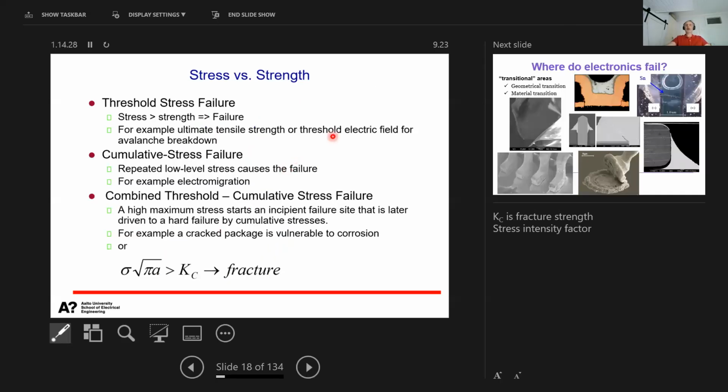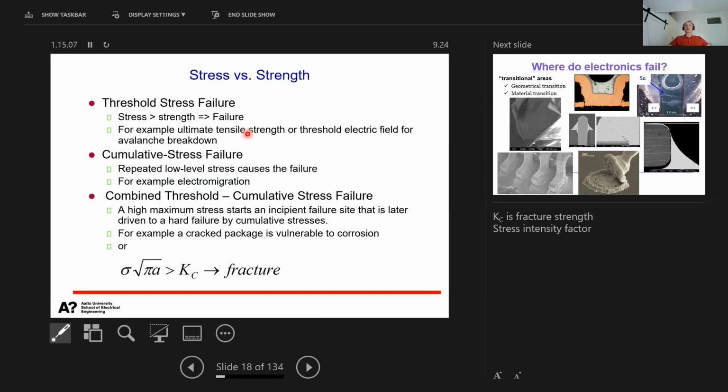So in fact, what we were talking about were so-called threshold stress failures, meaning that death comes with a single bullet. When stress exceeds the strength, then we have a failure. It's like in the case of my previous ceramic capacitor example, when the voltage over the electrodes exceeds the strength of the insulating or dielectric material, then the smoke comes out.